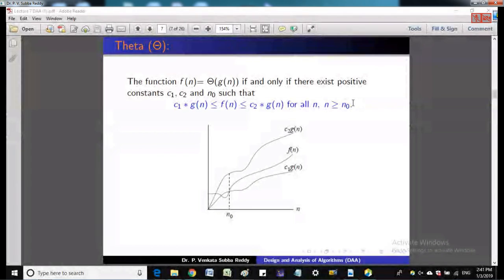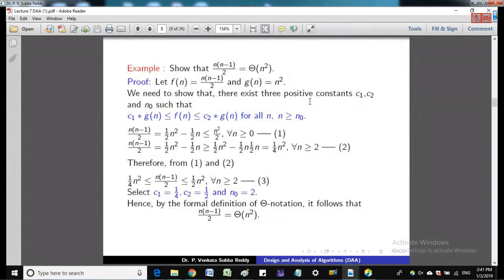Now, here is an example. n into n minus 1/2 is theta of n square. If there are minus terms, then it is relatively difficult to actually find those constants. For all polynomials, it is very easy. Within seconds, you can complete that.